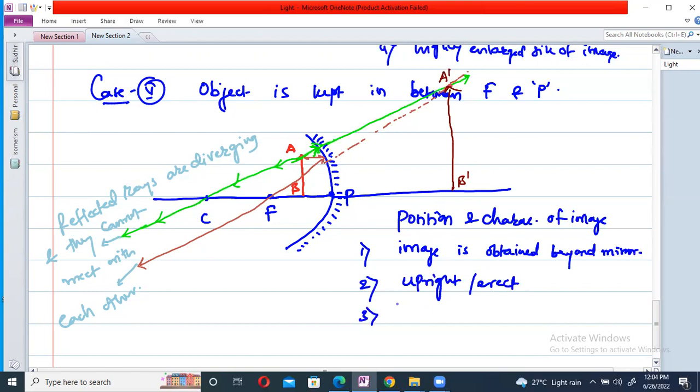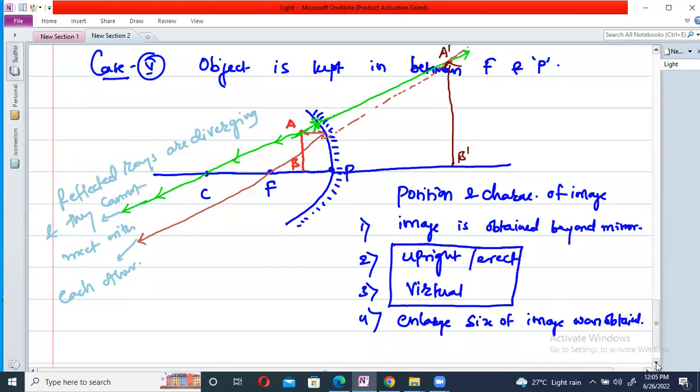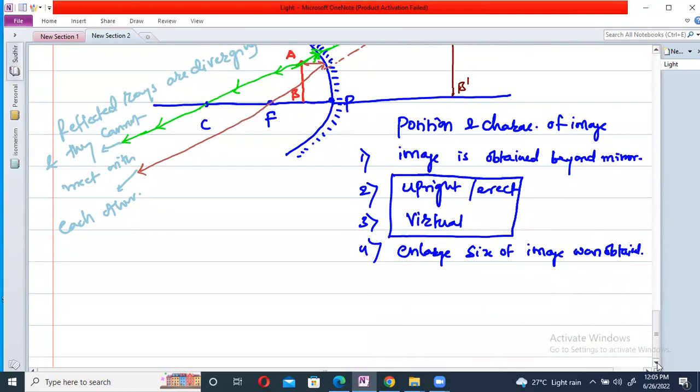And we can say that all upright and erect images are virtual. Means if the reflected rays really meet, they are real, but here they are not meeting. We are producing the rays backward and taking them somewhere to meet, so they are virtual. And how will the size be? It is an enlarged size of image that was obtained. So this is about case 5.